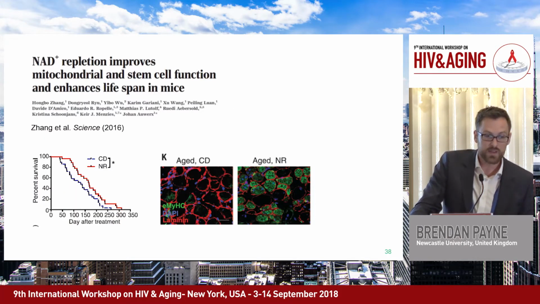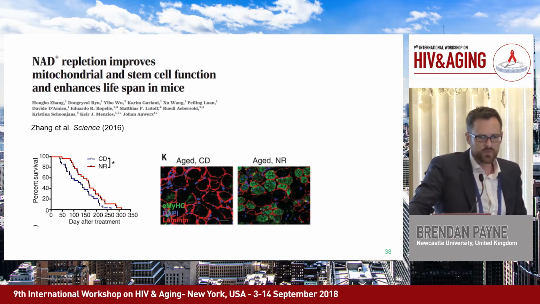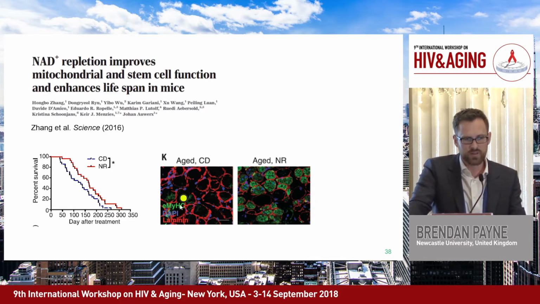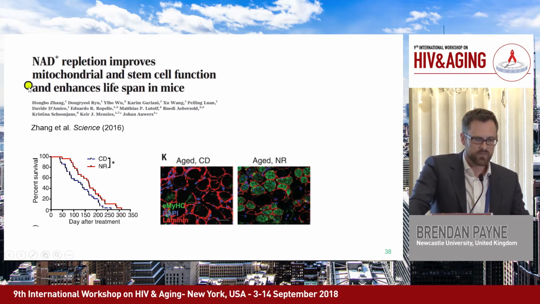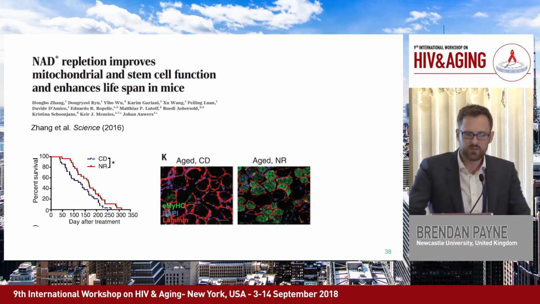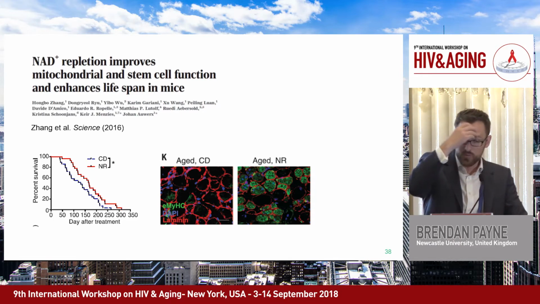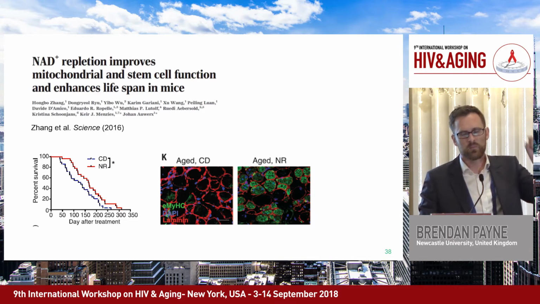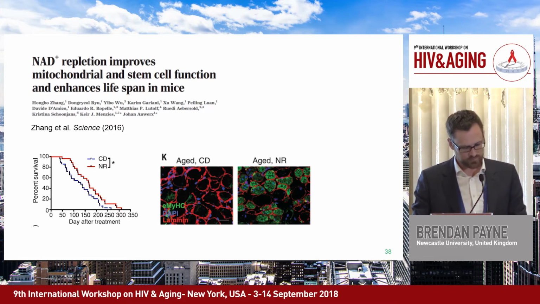So this was a really interesting mouse study from Johan Auwerx's group in Switzerland a couple of years ago. What they did is they took aged mice. They gave them a compound called nicotinamide riboside, which increases the levels of this metabolite, NAD+. And you can see that they have a modest but significant increase in lifespan, which is very encouraging. But what was also particularly interesting to me, thinking back to what we were talking about a couple of slides ago, is that a lot of this benefit seemed to be from rescuing mitochondrial function within stem cells.